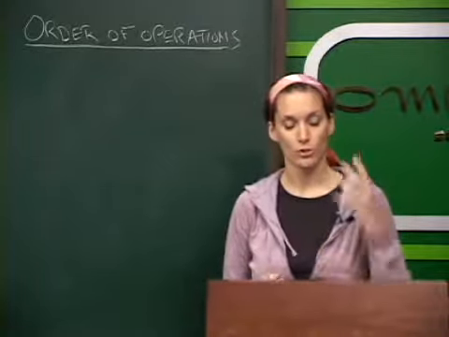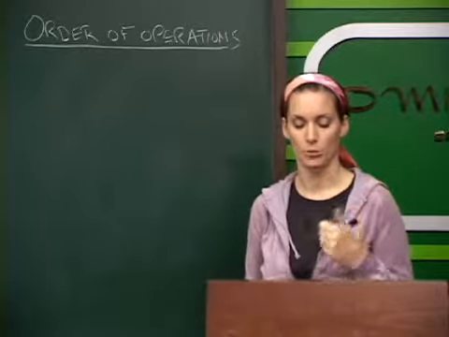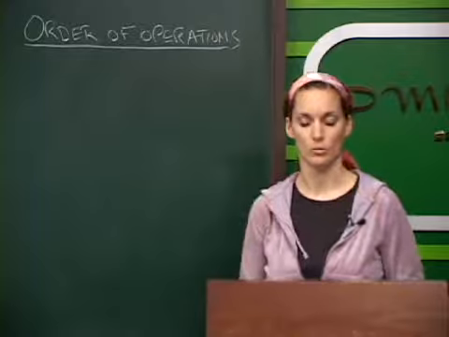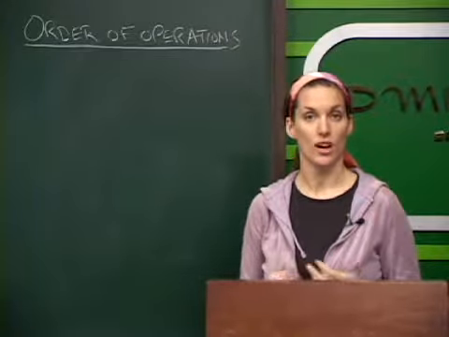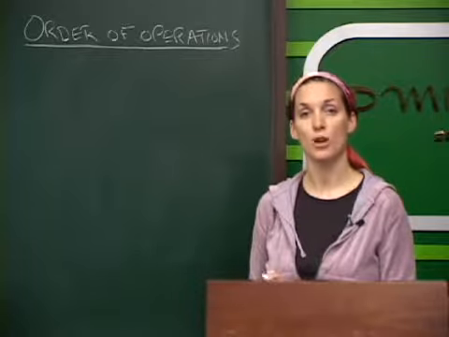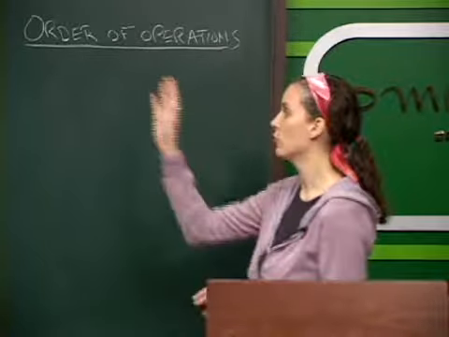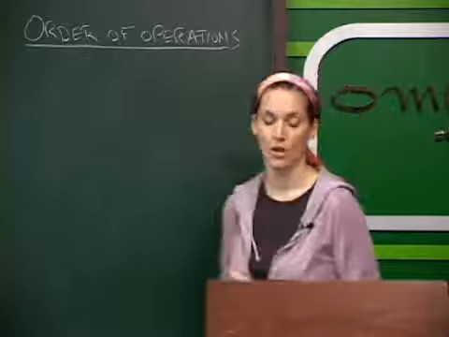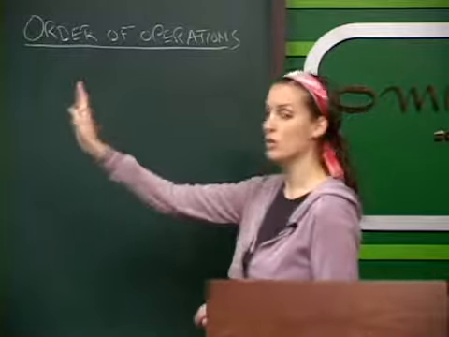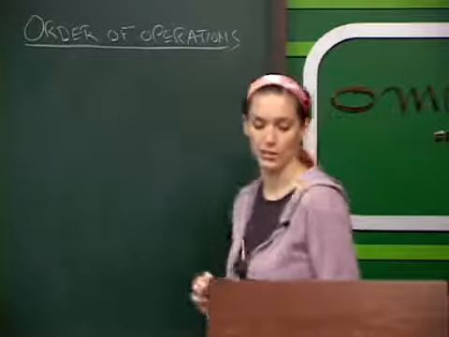Now, in your textbook, it refers to 4 steps. Number 1, evaluate all expressions within grouping symbols. Number 2, evaluate all powers. Step number 3, do all multiplications and/or divisions from left to right. And the 4th one is do all additions and/or subtractions, also from left to right.